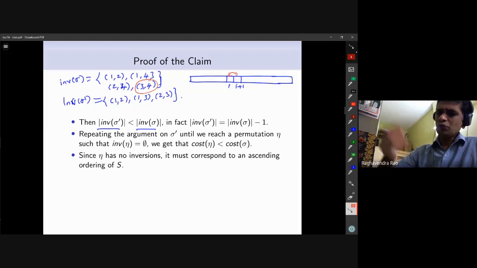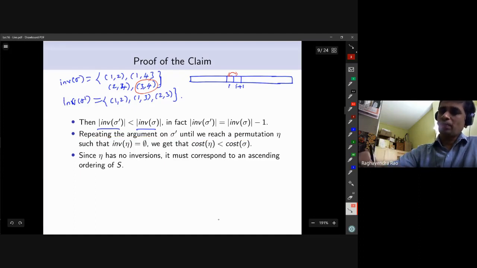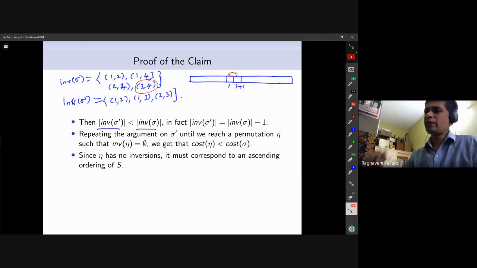Now usually in textbooks, most people will just say, now repeat the argument on sigma prime. So you take sigma prime as sigma and keep on applying. Every time the number of inversions goes down, right? So after that, what is the maximum number of inversions? Can anybody tell?